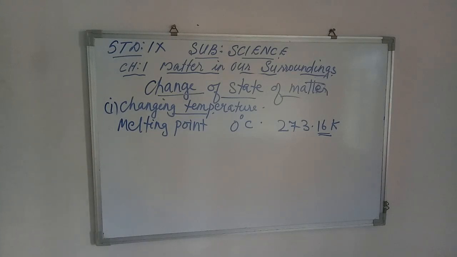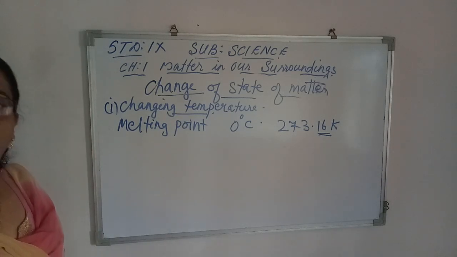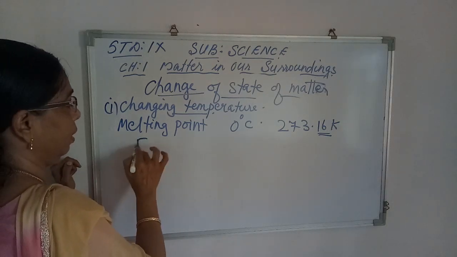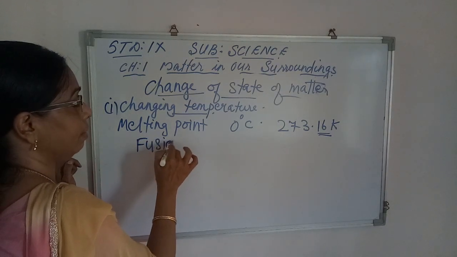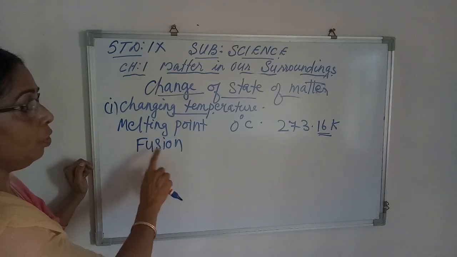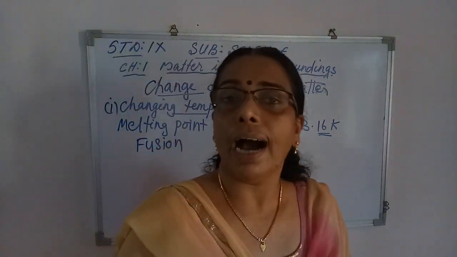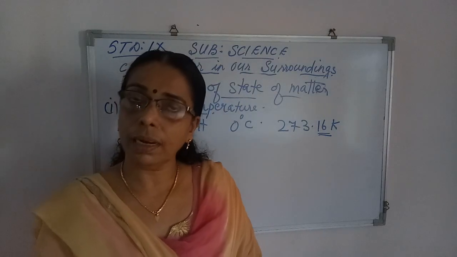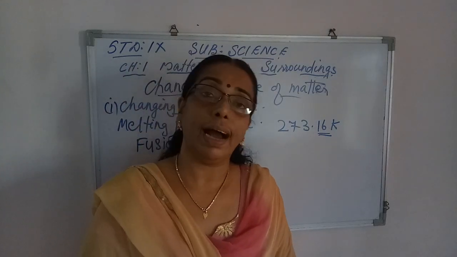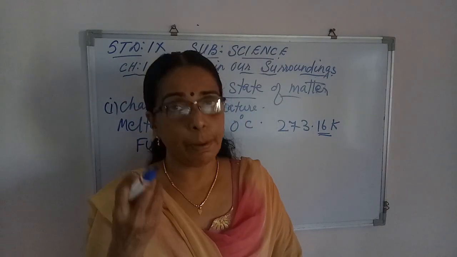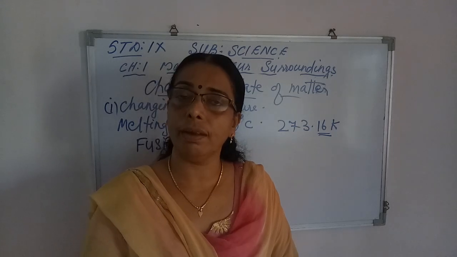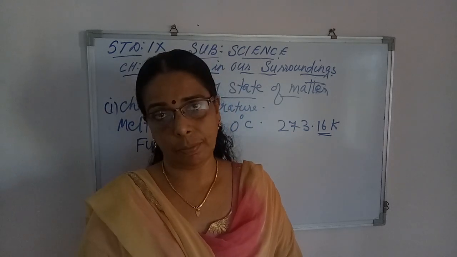Now this phenomenon of melting is known by the name fusion. So, what I told you: heat the ice which is taken in the beaker and note the temperature. When the ice starts melting, the temperature shown by the thermometer will be 0 degree Celsius.